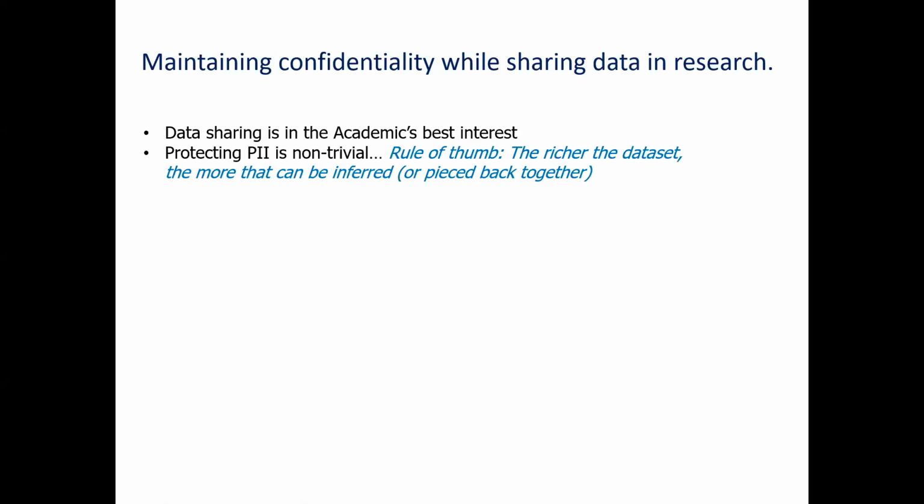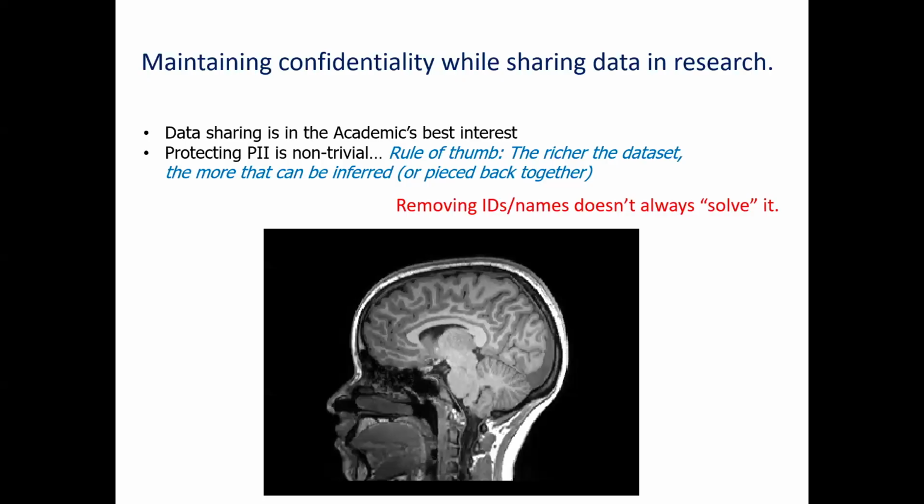However, sharing data is in academia's best interest, and so protecting private information is non-trivial. It is a critical issue. It's something we always have to be thinking about. In particular, the richer the data set, the more information in the data with respect to the complexity of the data, whether it be a single number versus an MRI with blood values and other behavioral characteristics that could be identifying, we need to always keep that in mind. And so removing the IDs and the names doesn't always solve the problem.